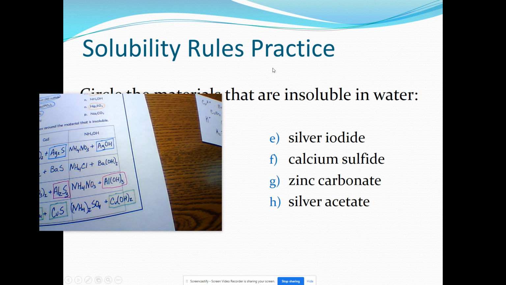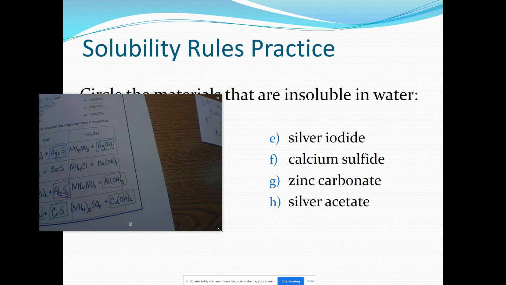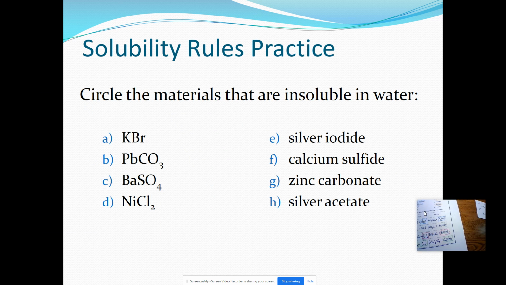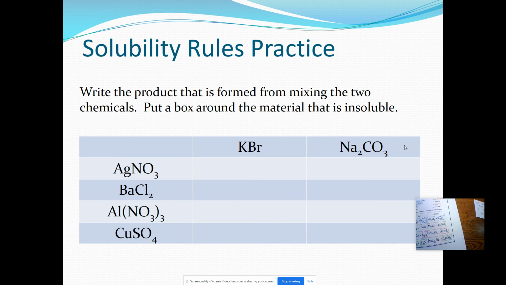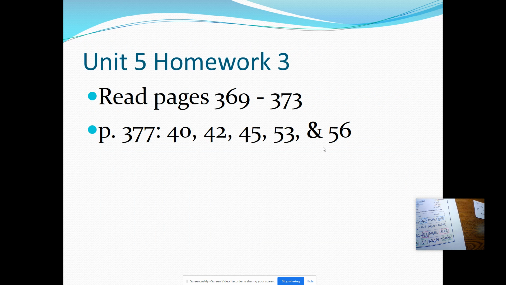All right, so let's go back over here. And so here's your homework for section 3.